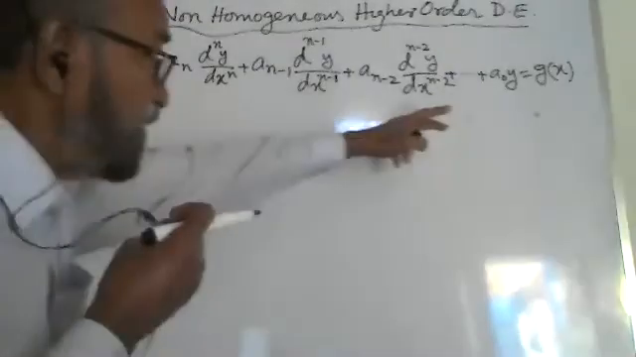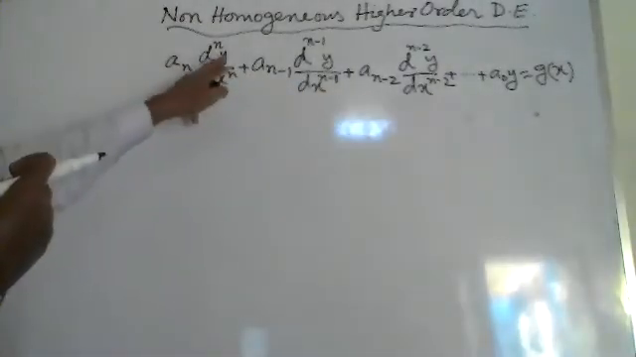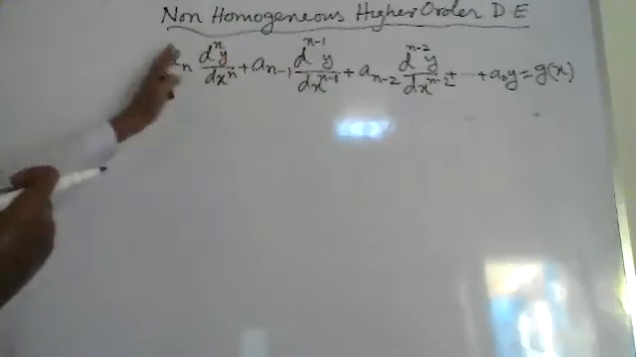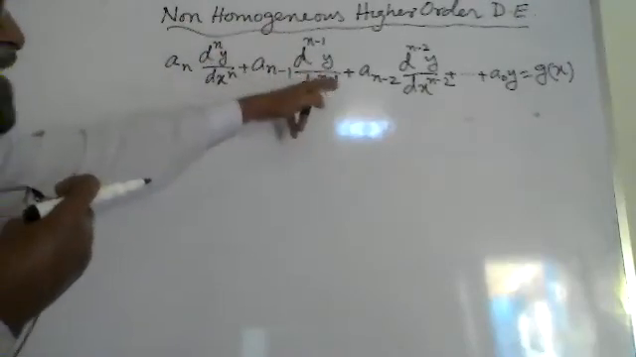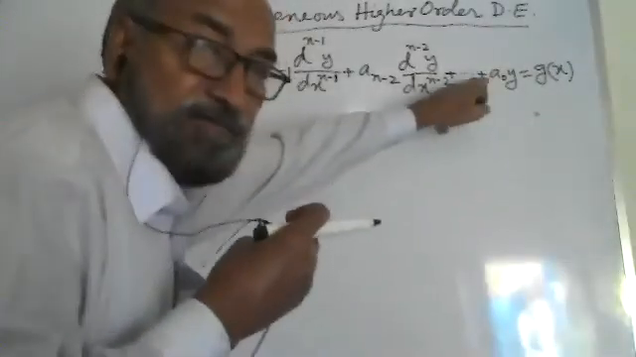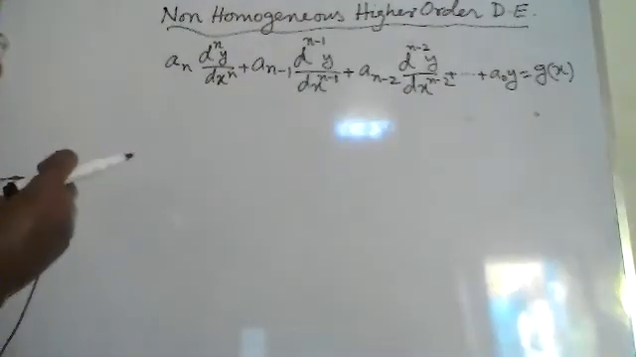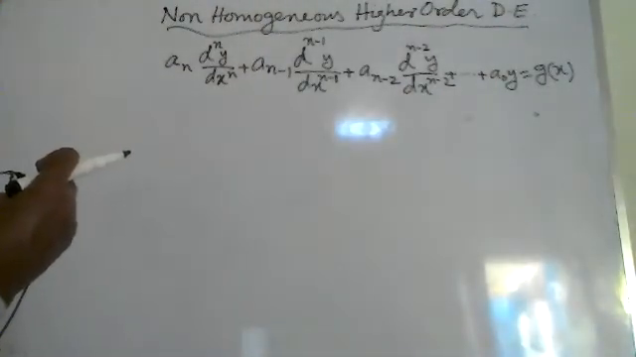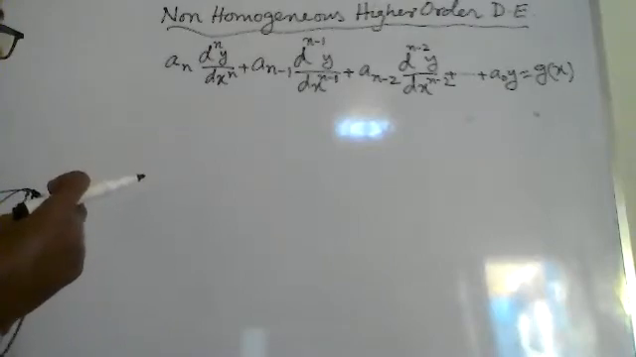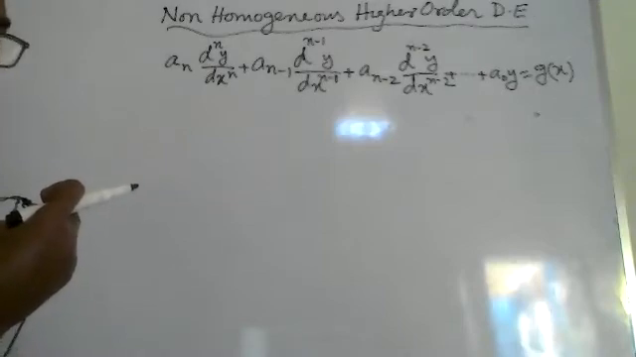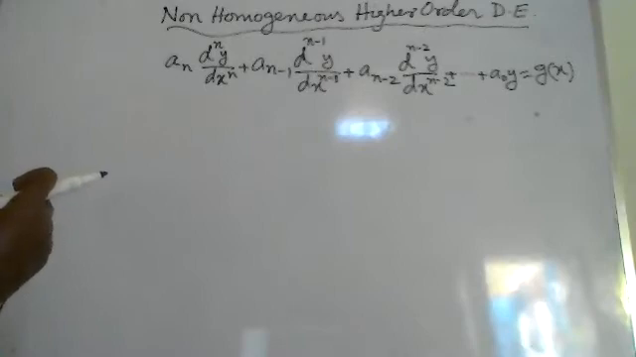On the left side will be all the terms involving y, the derivatives of y or without the derivative, but it should be y. And on the right side should be a function of x or some constant, but it should not be equal to 0. So such type of equations are called non-homogeneous higher order differential equations.